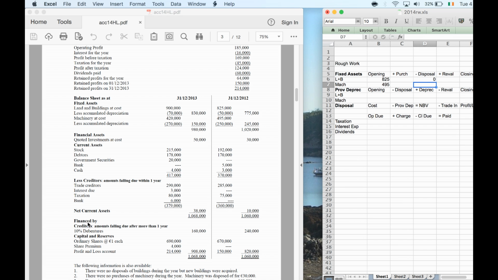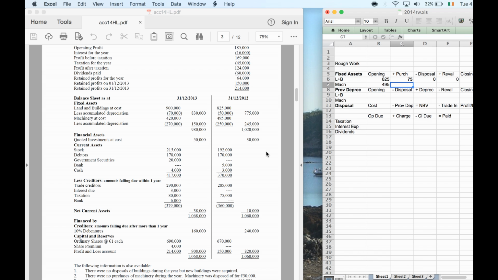I'm looking for a revaluation down here in my balance sheet. I don't see any revaluation, so that means no revaluation of buildings happened either. So that means 825 take away from 900. So the 75 grand was spent buying fixed assets.